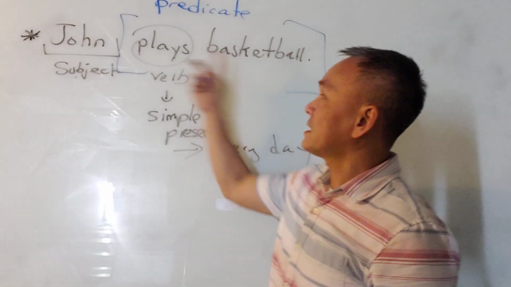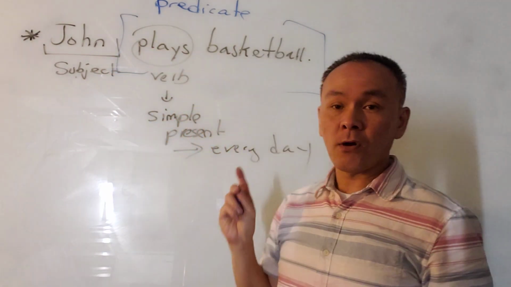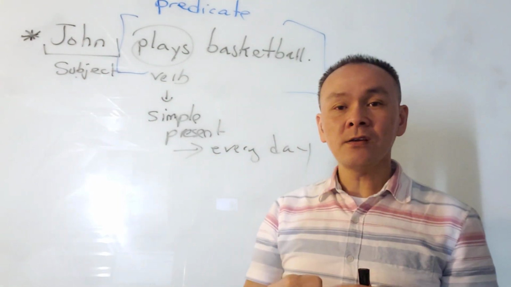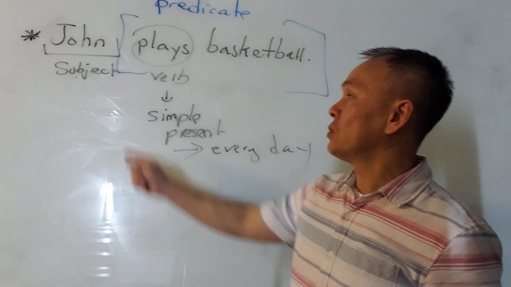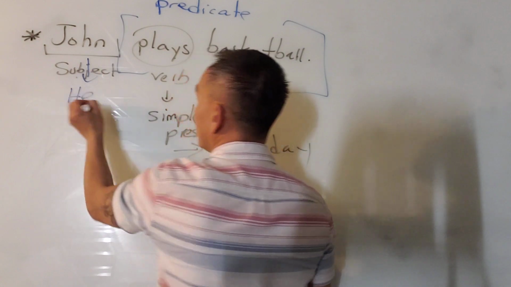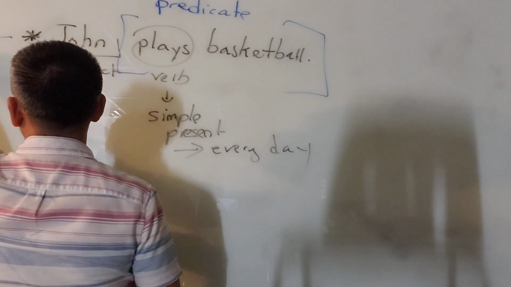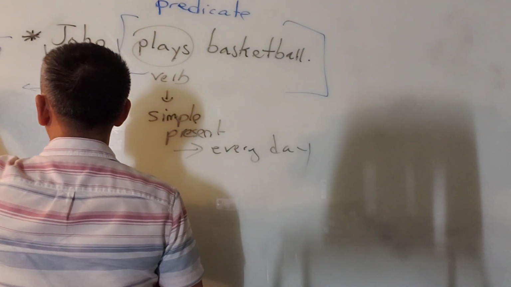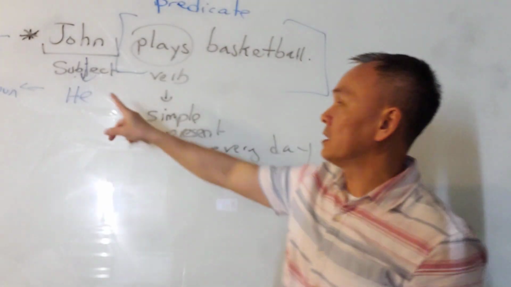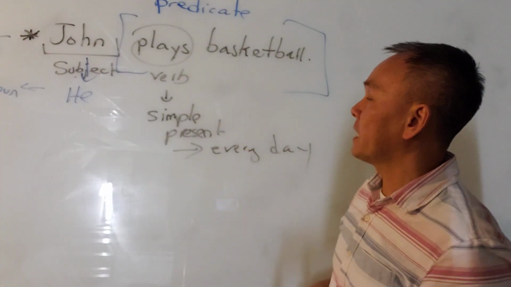So a sentence, John plays basketball. We have three words. The three words put together make a sentence. So you have the subject, John. John we can also become he. In order to be a subject, you need to make sure that you have a noun or a pronoun. This is a pronoun, he, and this is a noun, John. So John plays basketball.